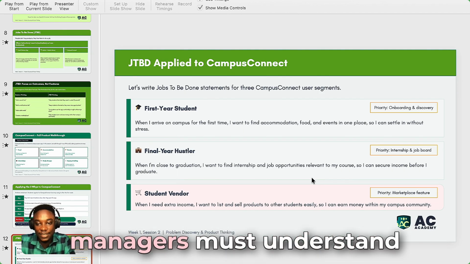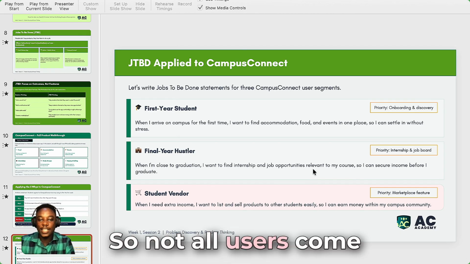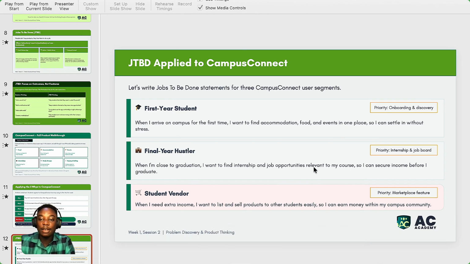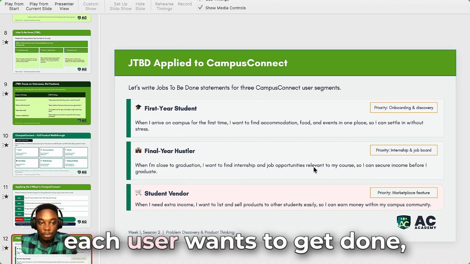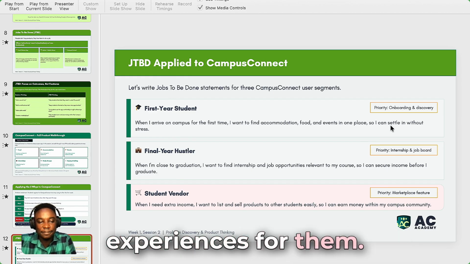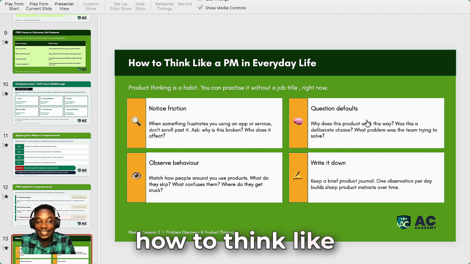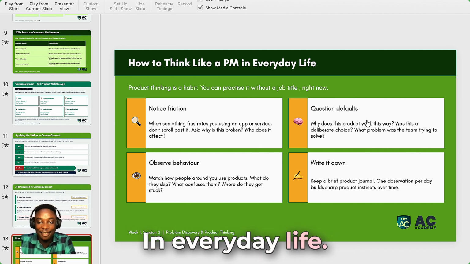That is why product managers must understand user segments. Not all users come for the same reason. When you understand the job each user wants to get done, you can build better experiences for them. So then, let's move on to how to think like a product manager in everyday life.